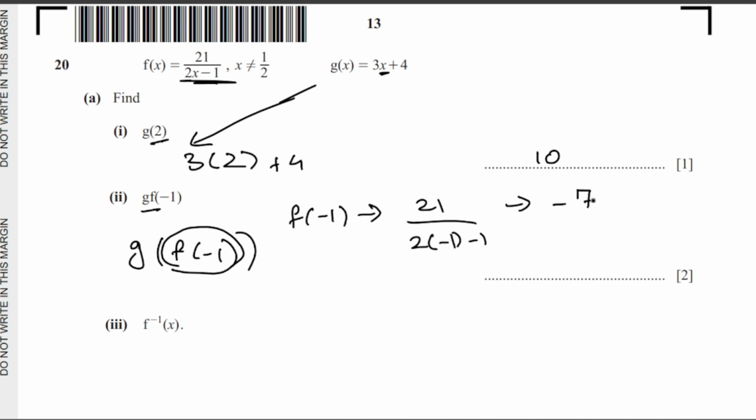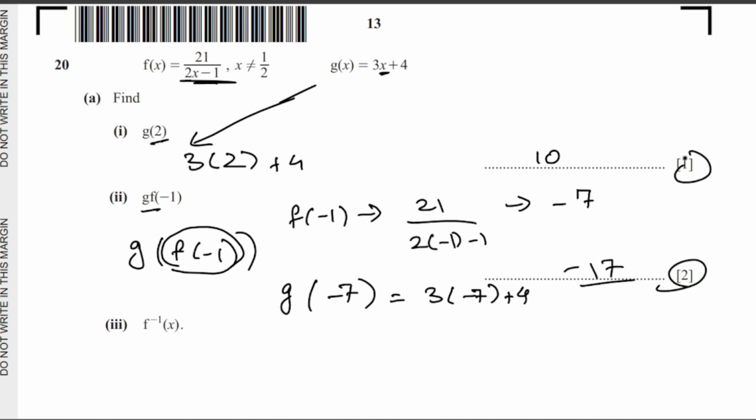Just trying to rewrite that to make it look better. And now we need to put this into the parameters of g. So this would give us 3 times negative 7 plus 4. What's 3 times negative 7? That's negative 21. Plus 4 into that, we get negative 17. And that is the final answer for 2 marks.